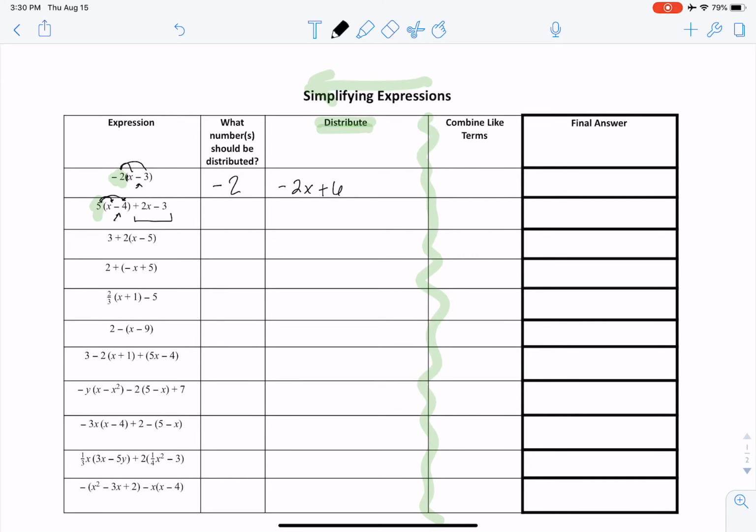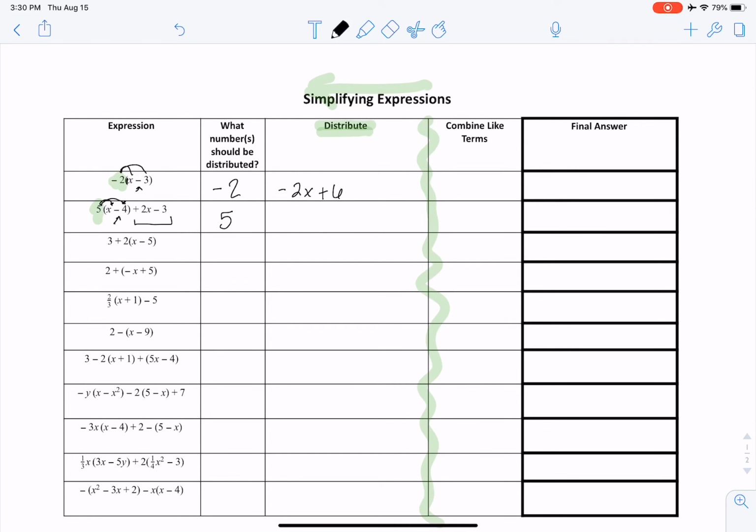So the number we're distributing is 5. 5 times x, remember this is a 1x. 5 times 1x is 5x. And 5 times the -4 is a -20. So that's how you write that. If you get a negative answer, you're going to write it as a minus that value. Now, this plus 2x minus 3 isn't affected by this 5 on the outside because it is not within the parentheses. So we just copy that down. Plus 2x minus 3 stays how it is.